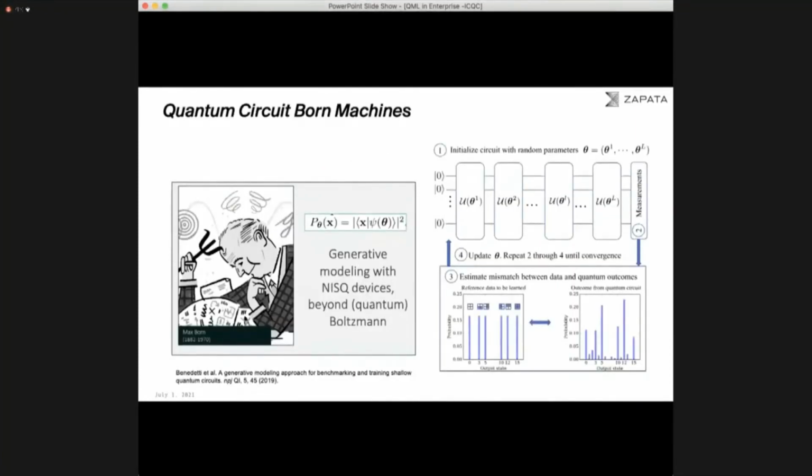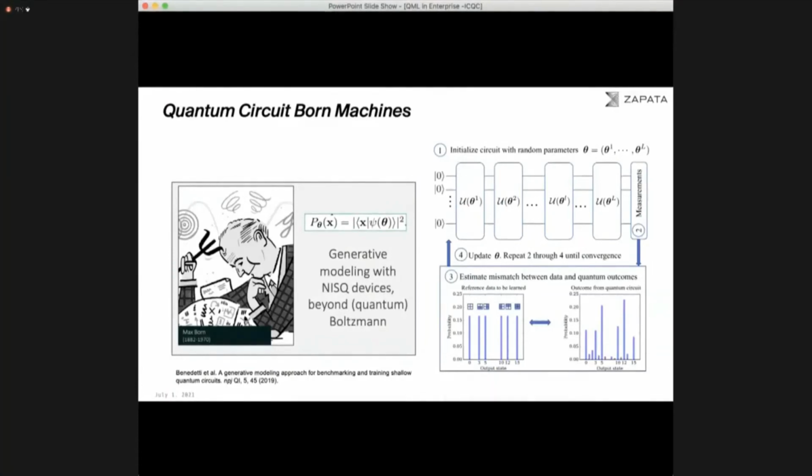Well, we can use a quantum circuit Born machine to do the same thing that we're doing classically there to learn the distribution. Here we will initialize a circuit with random parameters, creating a random circuit like the Google experiment did. Then we will take a measurement from that randomized circuit. Then we will estimate the mismatch. This part is done classically. We will look at the distribution of the data that we want to learn, the expected distribution, and we'll look at the outcome from the quantum circuit and try to update the parameters and repeat steps 2 through 4 until we converge, and the lines on the left start to look like the lines on the right. The distribution starts to match, and we try to get closer.